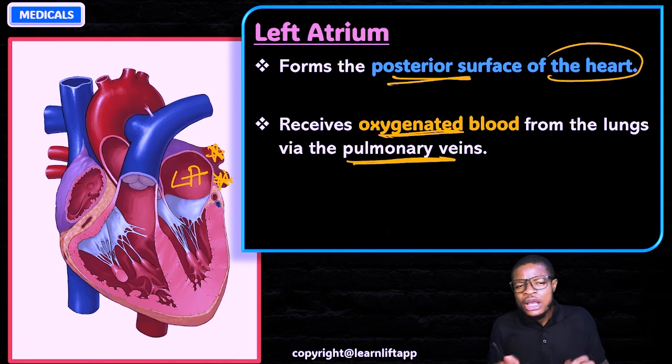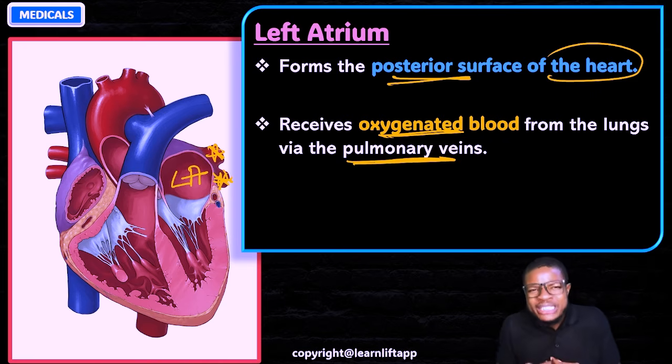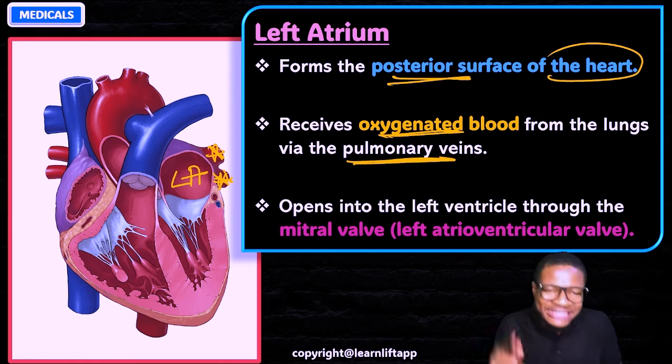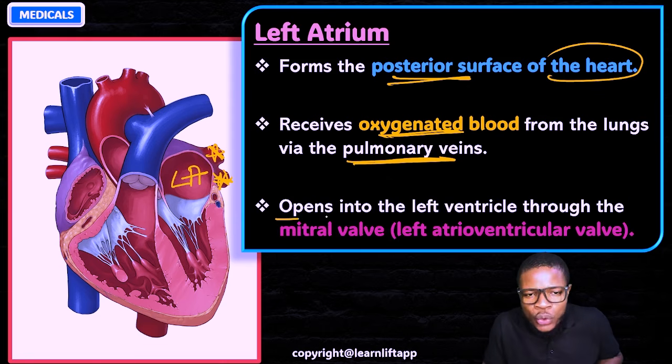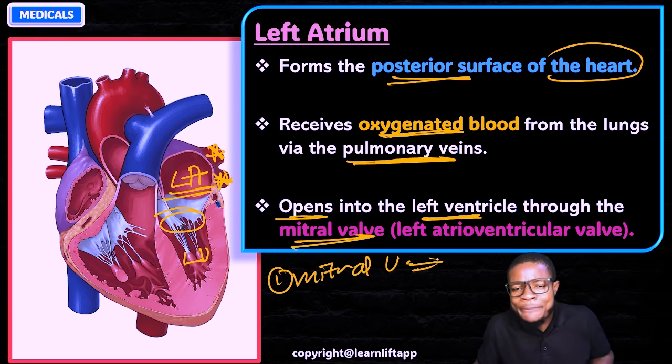That's it. So now, what happens in the left atrium? It receives oxygenated blood from the lungs via the pulmonary veins. That's the first thing there. The second thing you must know is that the left atrium opens into the left ventricle, through the mitral valve. Number one, the mitral valve, right? What is it also called? It's also called the bicuspid valve.